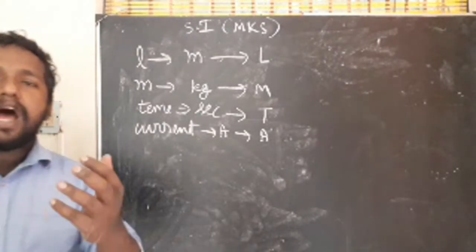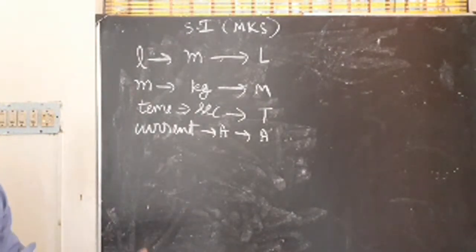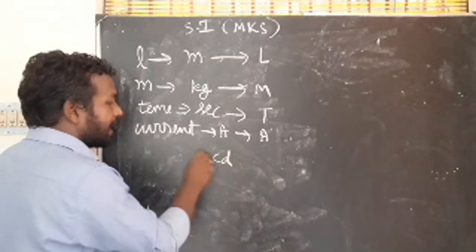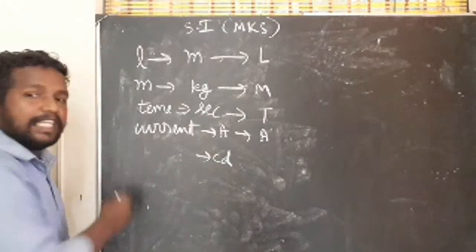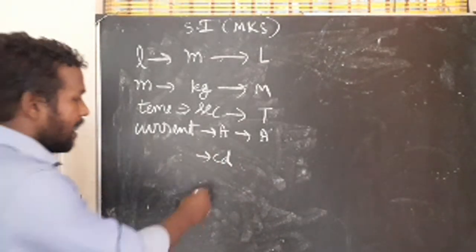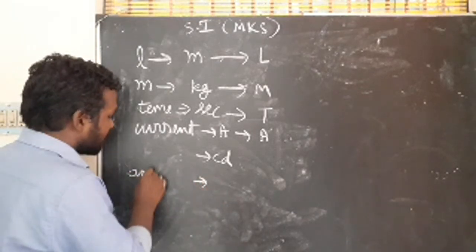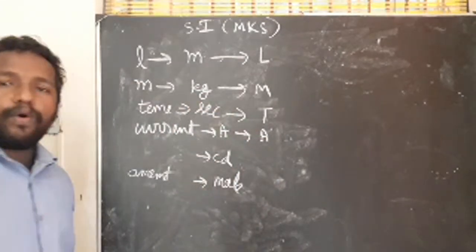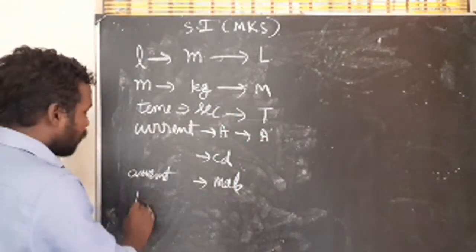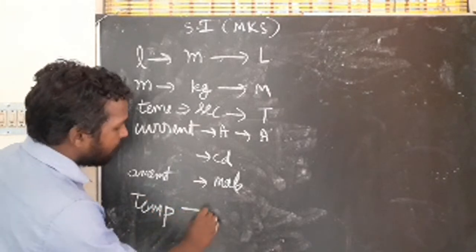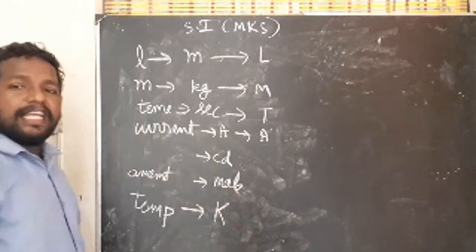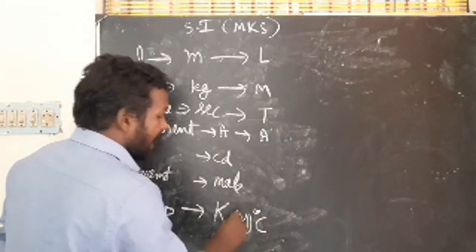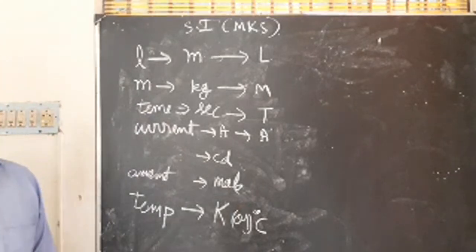Candela and the remaining things, temperature, everything we have individually. For example, candela, which is the intensity of light, you can directly write as candela. Another one, amount of substance, we take as mole. The next one, temperature. When taking temperature, mostly we have to follow Kelvin. Sometimes we can use degree Celsius also. Don't use Fahrenheit. Only these two cases we can use.